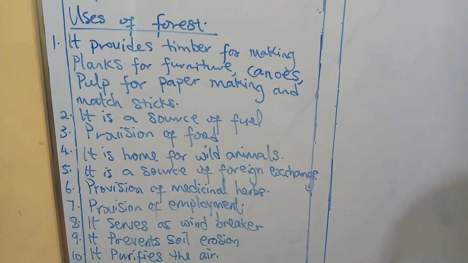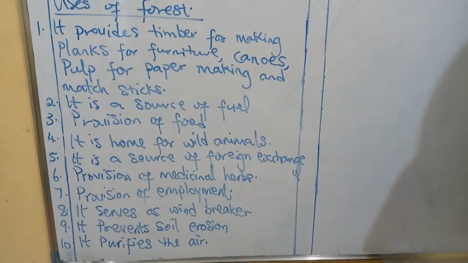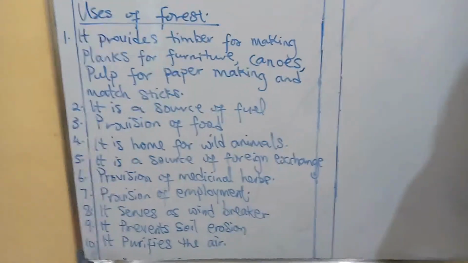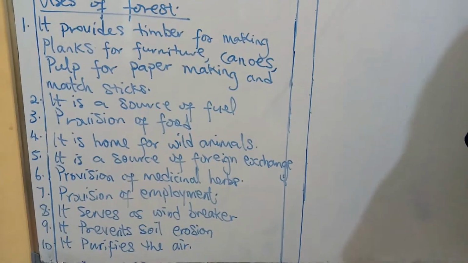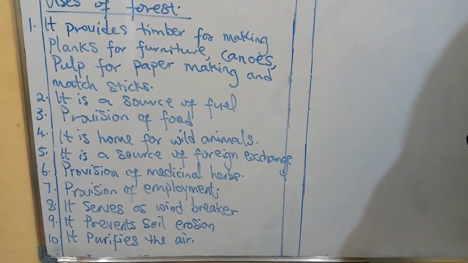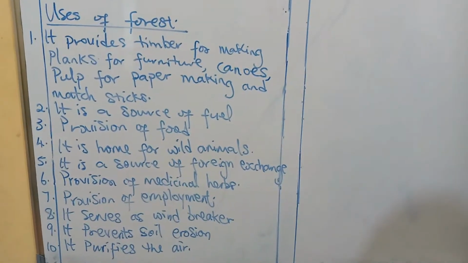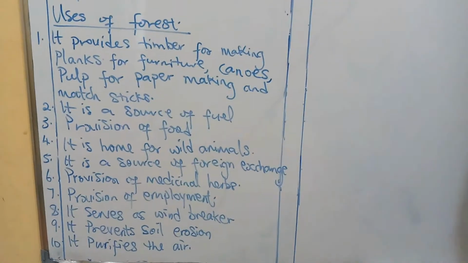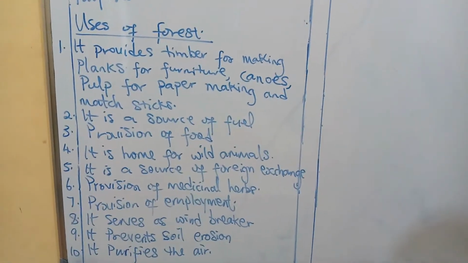Number four, it is a home for wild animals. Of course, you should know that not all the animals can be domestic animals, not all the animals can be farm animals. It is important that we take note that we have wild animals and there has to be a very good habitat for them to thrive. Number five, it is a source of foreign exchange. Number six, provision of medicinal herbs. There are herbs in the forest that we use for making drugs that we take to cure one ailment or the other.